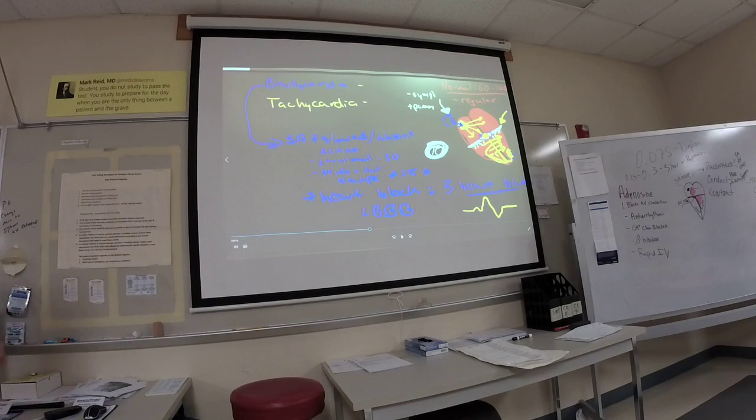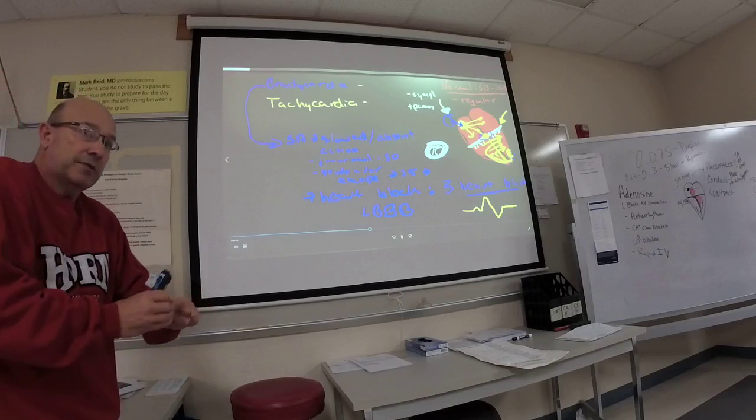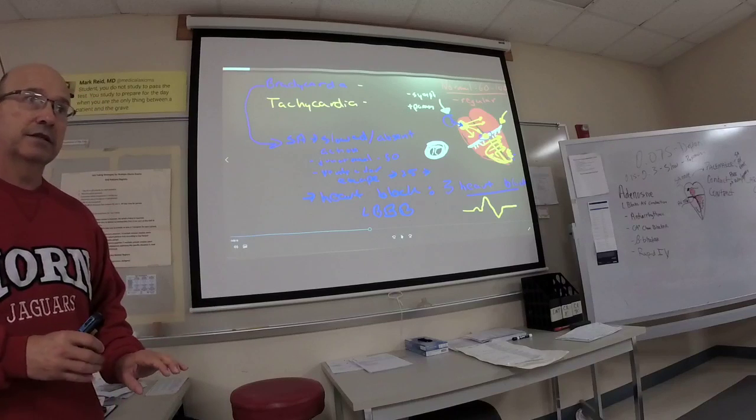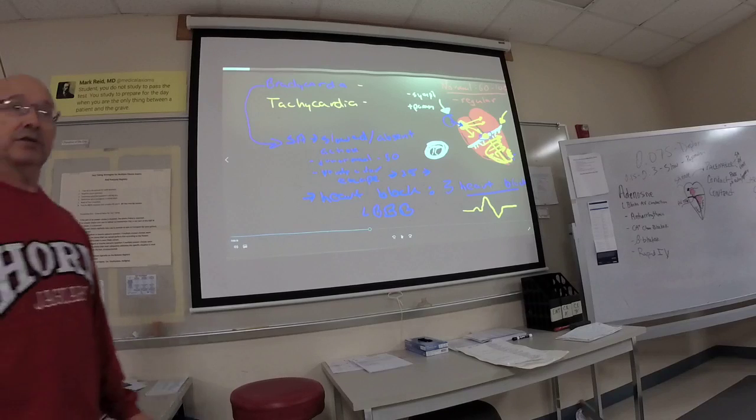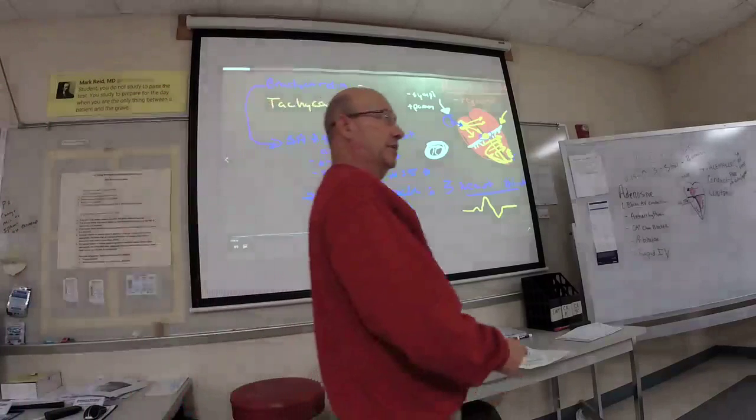Heart rate of 30, you need to crack your knuckles and get ready. Stretch your back a little bit. You're about to do compressions if they don't fix it. Heart rate of 30, it's when seconds count. You need to fix that right now, or you're going to have a dead person with you. You're going to be doing CPR.